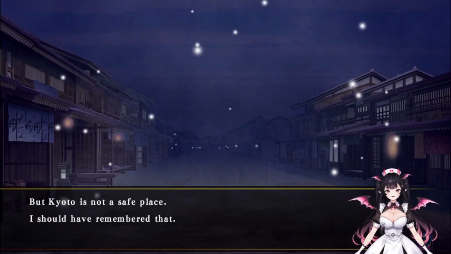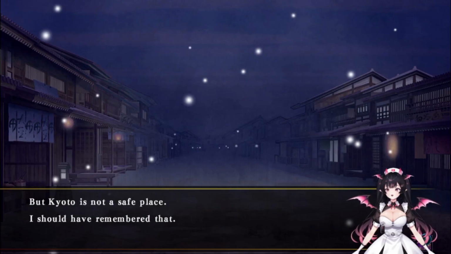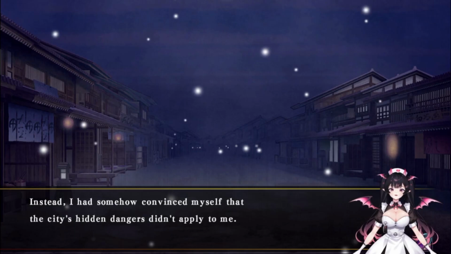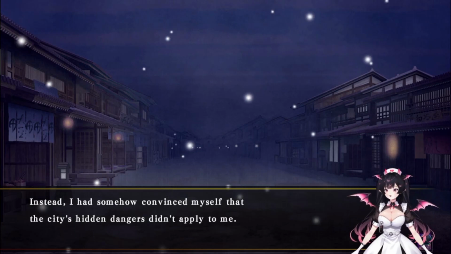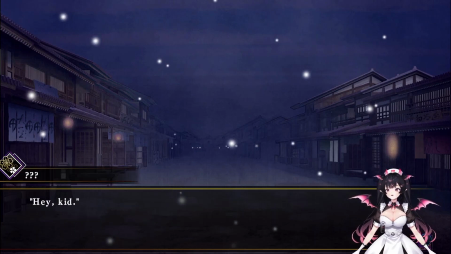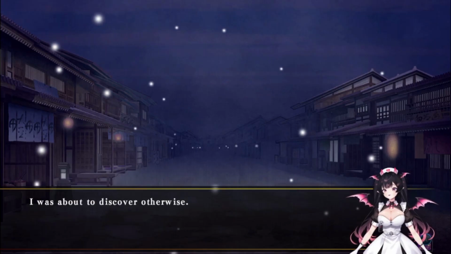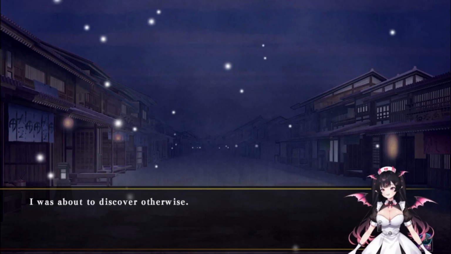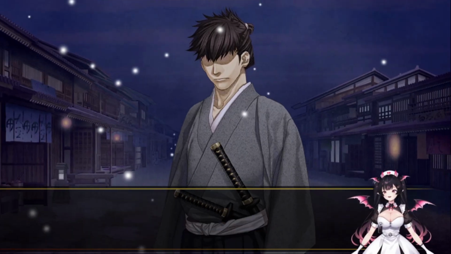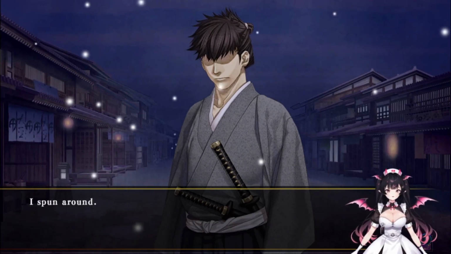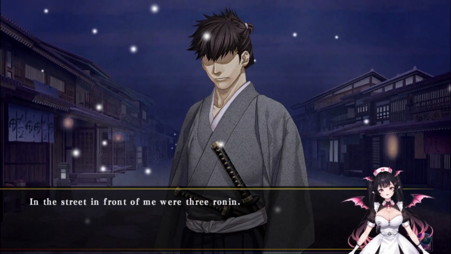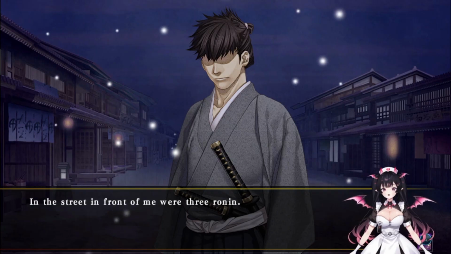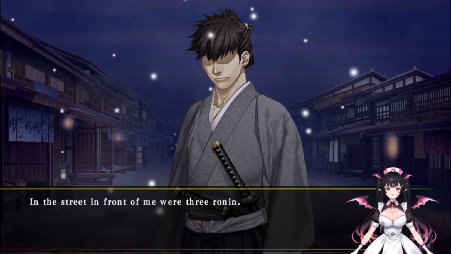But Kyoto is not a safe place. I should have remembered that. Instead, I had somehow convinced myself that the city's hidden dangers didn't apply to me. Uh-oh. I was about to discover otherwise. I spun around. In the street in front of me were 3 Ronin.